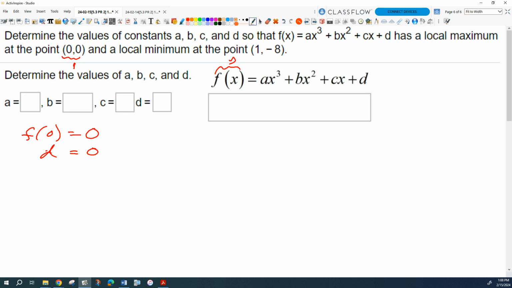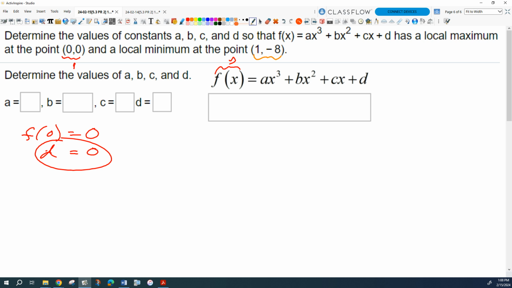Hey, we know something. D is 0. So we can just get rid of it. Okay, so we know one thing. There's one equation, which is a really good one because it actually tells us a value of one of our parameters. Okay, we can do something similar with this one.